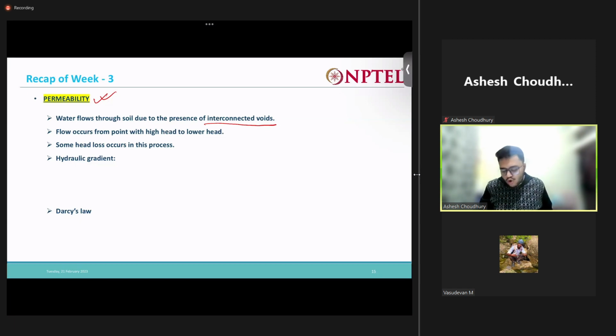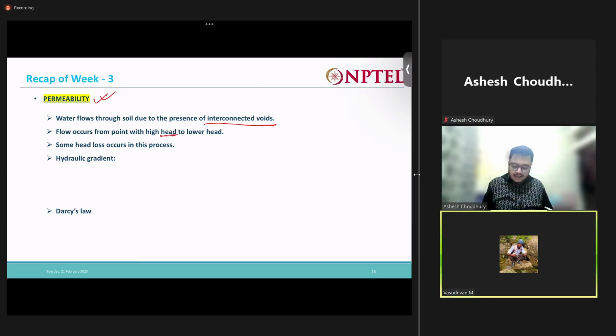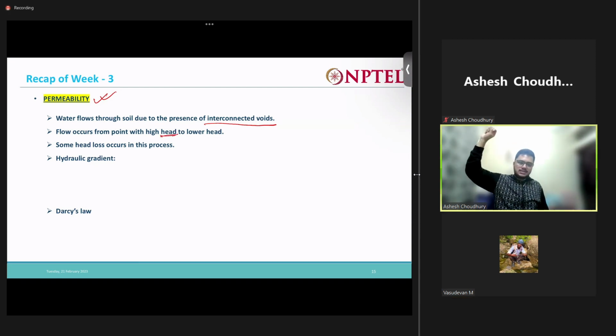Now flow always occurs from the point with high head to lower head. Obviously water will always flow from a point of higher energy to a point of lower energy, so that is very obvious. Head is the term that we use here. The flow occurs from the point with higher head, means higher energy, to a point of lower head, that is lower energy. During this flow, some head loss occurs.